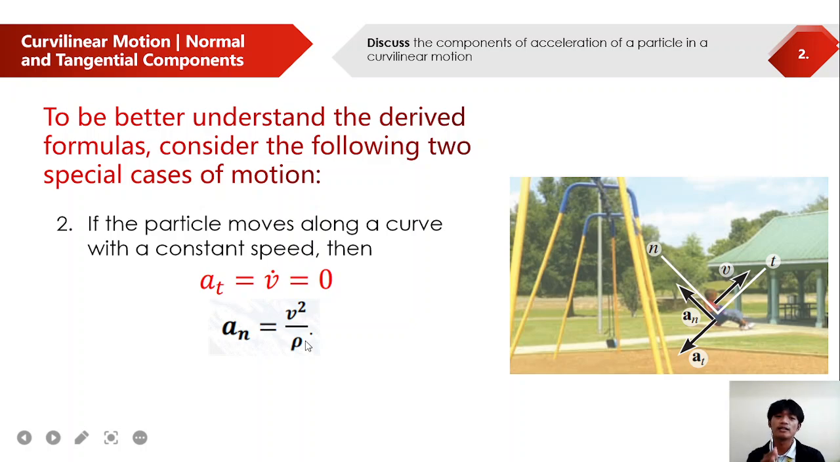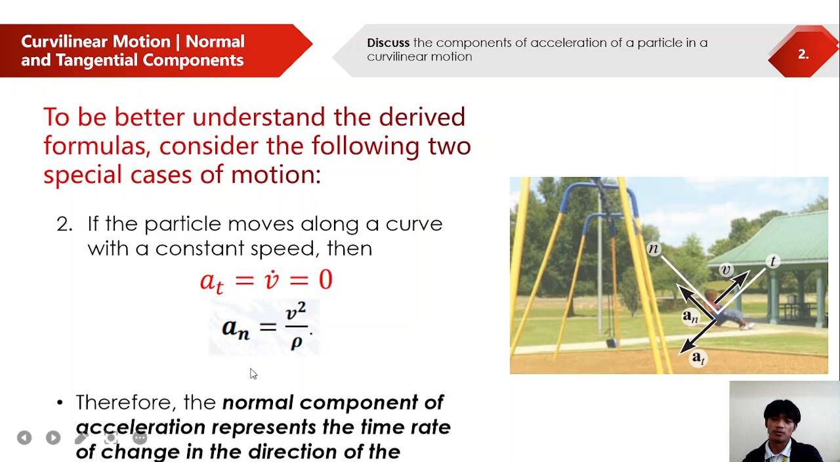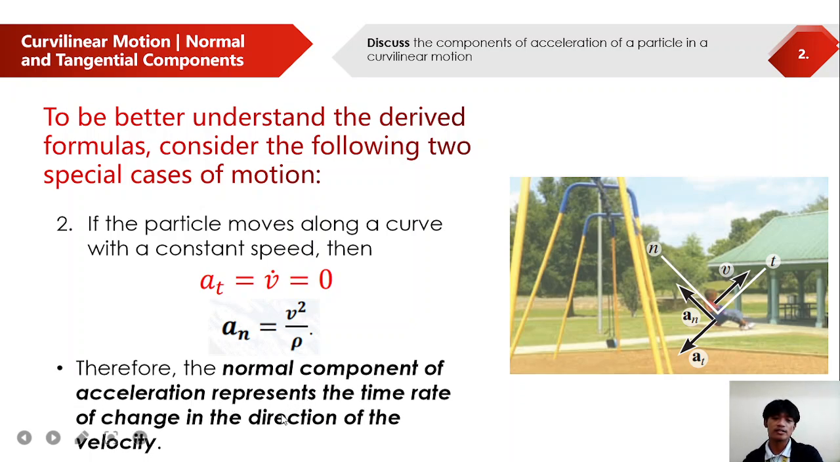In the second case, it moves in a curve. Therefore, our rho will not approach infinity, because it has now curved. It is like moving in a circle, so it has a radius. So you'll have your normal component. Therefore, the normal component of the acceleration represents the time rate of change in the direction of the velocity. If the tangent is concerned with the magnitude, the normal is concerned with the direction.